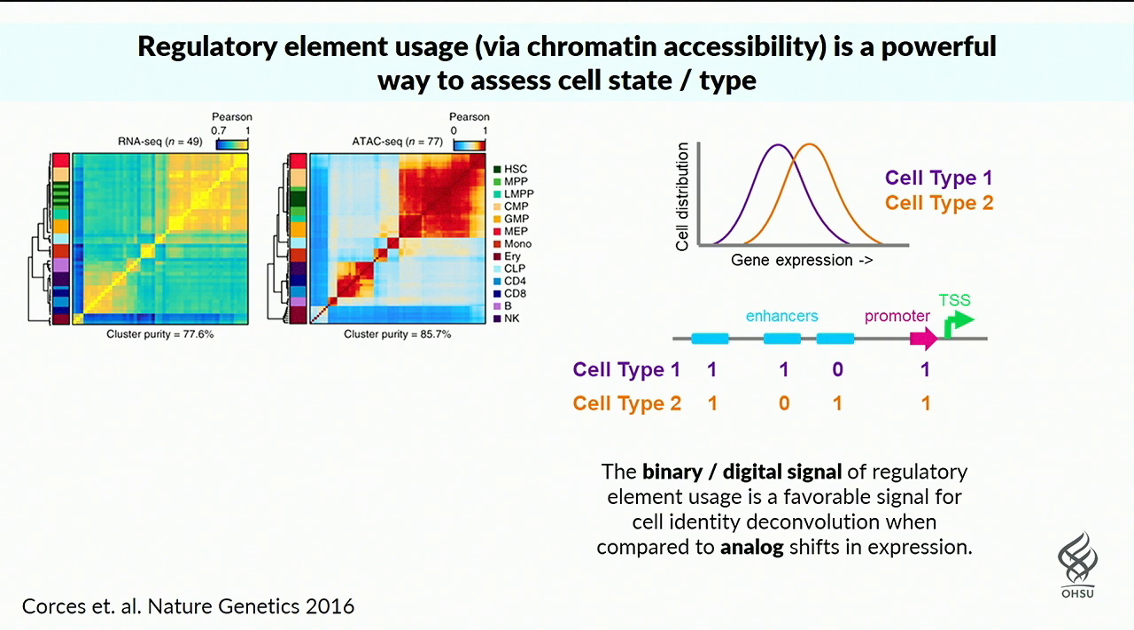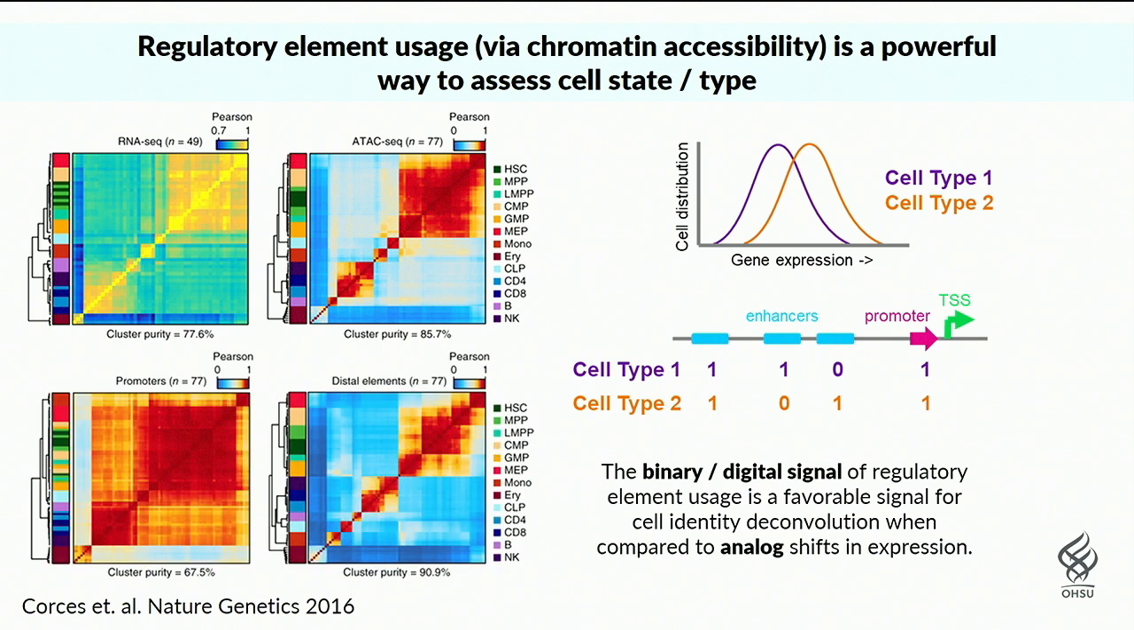Not only that, but there are a lot more regulatory elements in the genome than there are genes. There are over 2 million annotated regulatory elements in the genome versus only tens of thousands of genes. So there's a lot more signal that you can go off of. They further broke this down, showing that distal elements do the best. And this kind of makes sense. For one, there are a lot more distal elements than promoters. But if a gene's on or active at all, the promoter is going to be accessible.